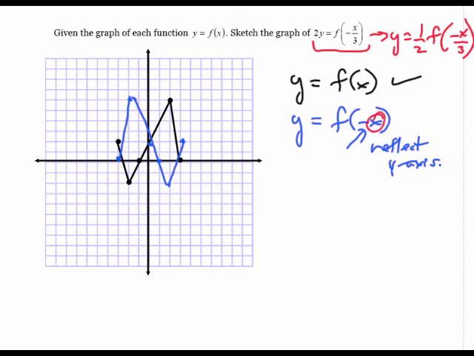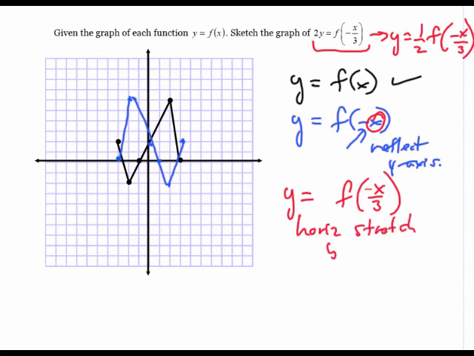The next thing I'm going to do is replace x with x over 3. It's a multiplication of a third on the x, so that's a horizontal stretch of the graph by a factor of 3, multiplying by a third. The actual effect is tripling. So all of my x values on these points need to triple. X value of 3 becomes an x value of 9. So all of the points are being pushed out from the y-axis by a factor of 3.